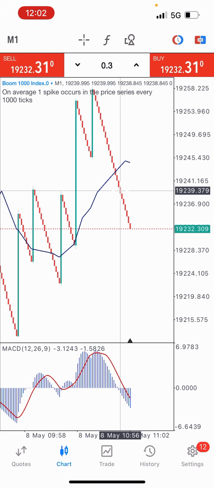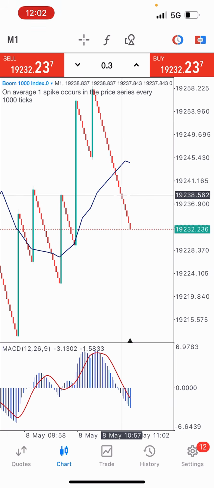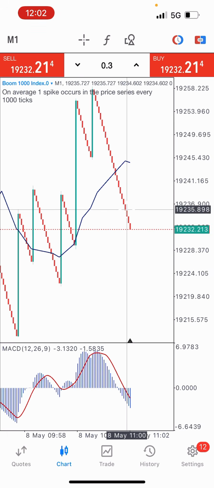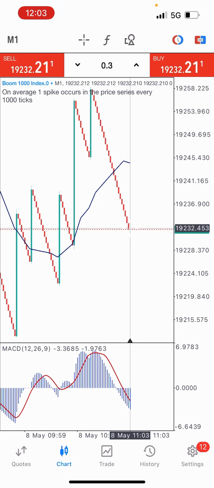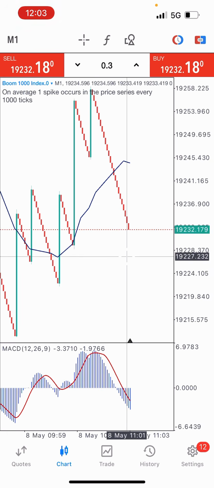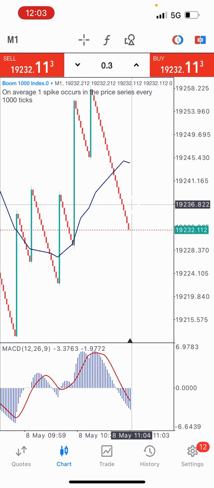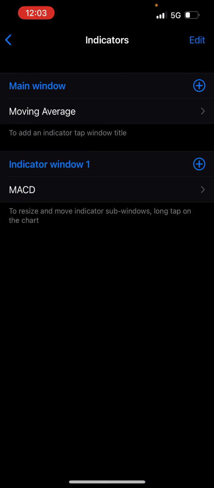So I took the trade here, and then this was 1, 2, 3, 4, 5, 6 candles. Then I took profit. So that is how the strategy works. Very simple. What is the indicator I am using?